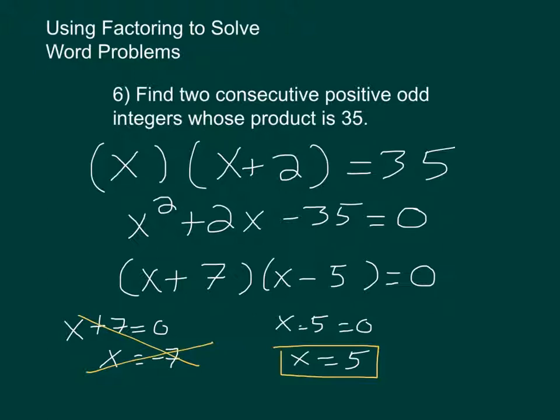But again, I want to make sure that I've answered the question. The question's looking for two consecutive positive odd integers, which I originally described as x and x plus 2. So if my first answer is x equals 5, then x plus 2 is going to equal 7. And that's my other integer. Now I have 5 and 7 as my two consecutive positive odd integers whose product is 35. By going back, I've been able to make sure that I've gotten not only the full answer, but the only one that works.